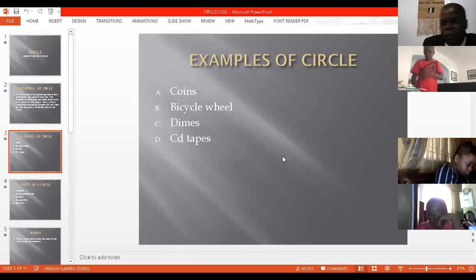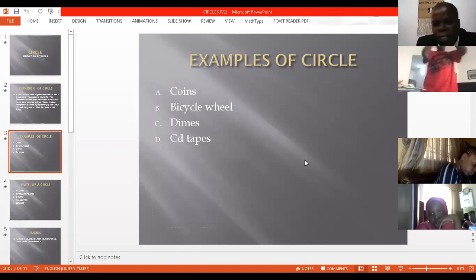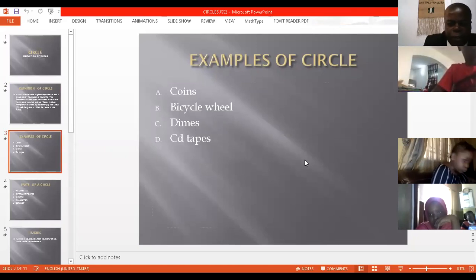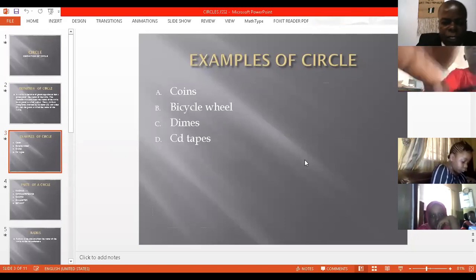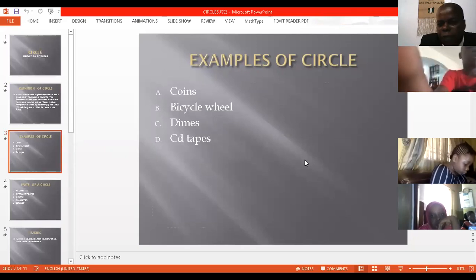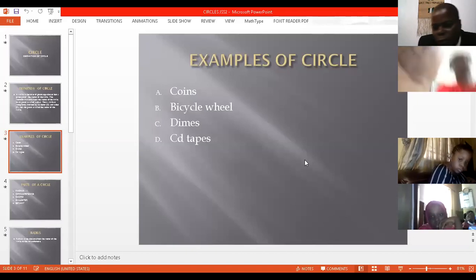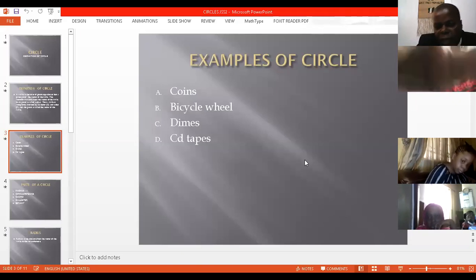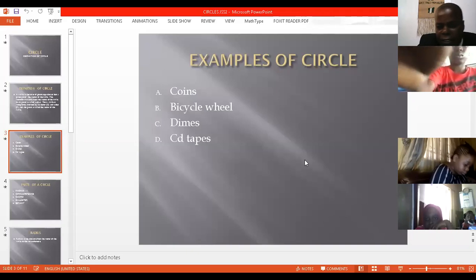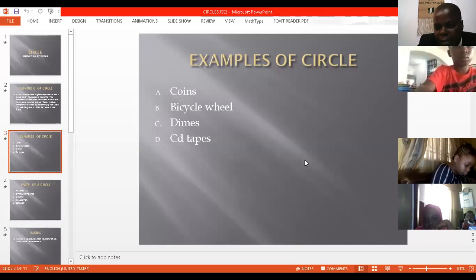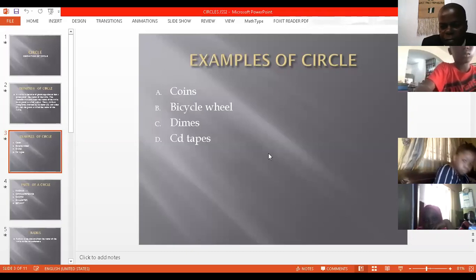Then examples of a circle. Like I said, if you look around you, you see different articles that are round in shape. Like for example, coins, it's a circle in shape. Bicycle wheel. Do not write notes now. You write notes when the class is over. Then dimes, you can see. How many of you know what a dime is? If you know what a dime is, just type in yes. Then CD, that one too is round in shape, which is in form of a circle.